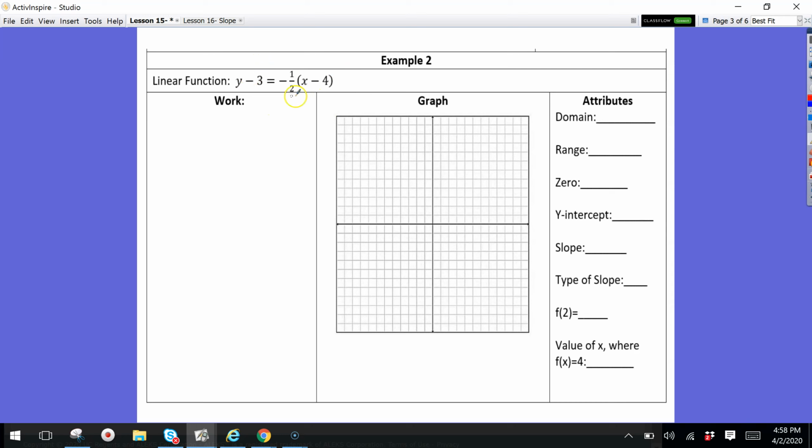Okay. Now in this case, we have our linear function written in a different way. It's not written in slope-intercept form. This is actually called point-slope form, and we will understand it a little bit better in the future. But for right now, we're going to change this to slope-intercept form in order to be able to graph it.